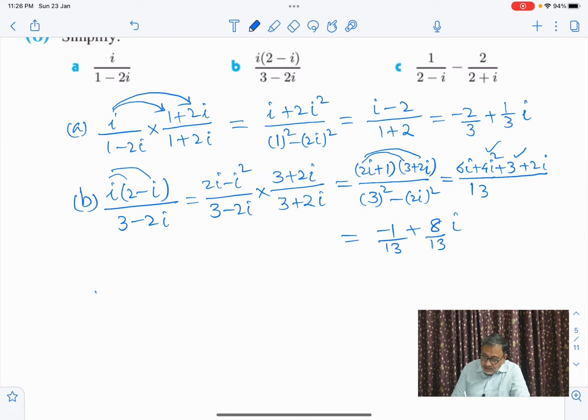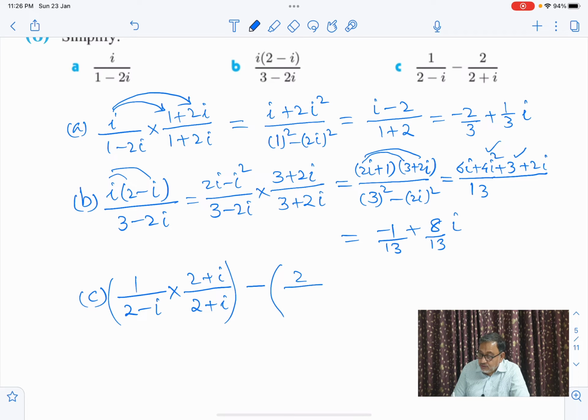So I hope you understood. Now question C part of it. 1 upon 2 minus i, I will multiply by the complex conjugate, 2 plus i, and minus second part. This was the first part. Second part was 2 upon 2 plus i multiplied by again its conjugate. Otherwise, what we could have done, we could have taken the LCM of that. Okay. So that way also you could have done. Anyway, I have already done this. So let me solve this way. You can try by taking the LCM also.